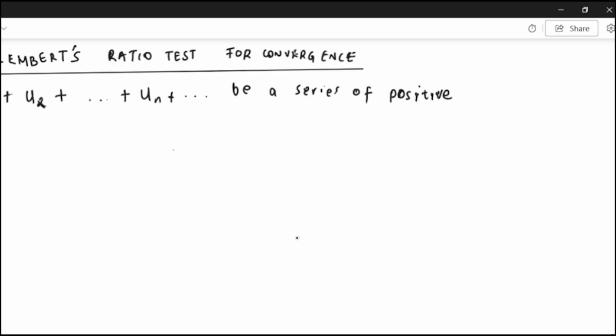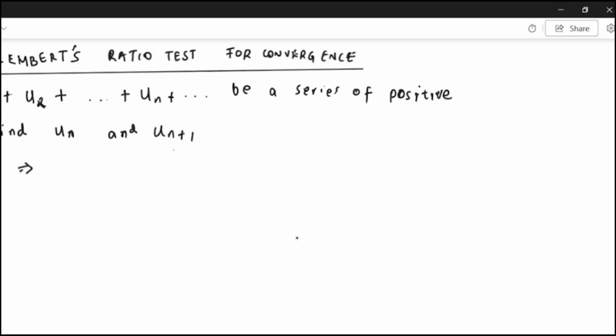So what we're supposed to do here is find the expression of un as your first step, and then another expression you're supposed to find is un plus 1. So those two expressions, after getting them, we're going to create a ratio because it's called the D'Alembert's ratio test. We have 2n plus 1.